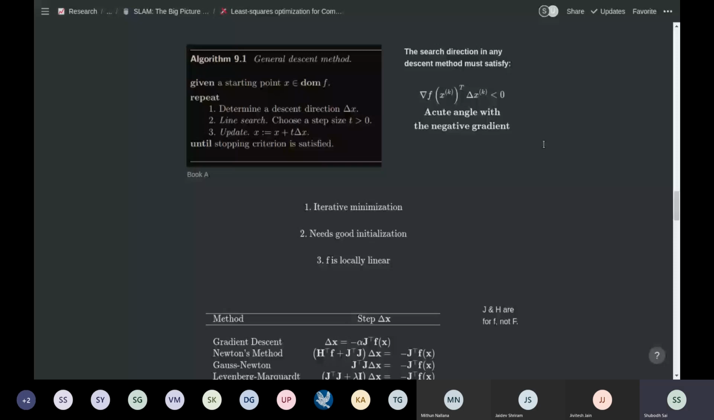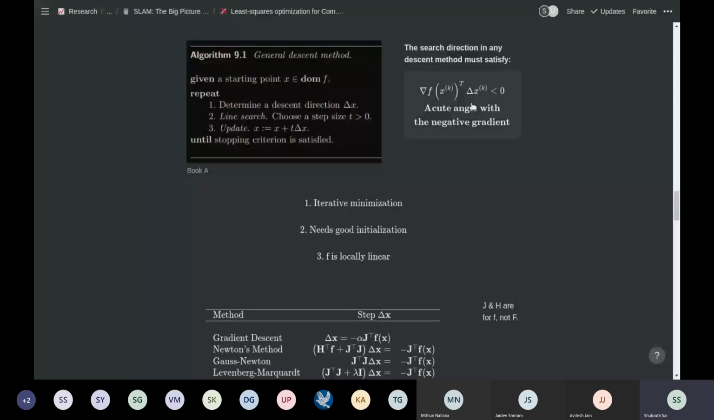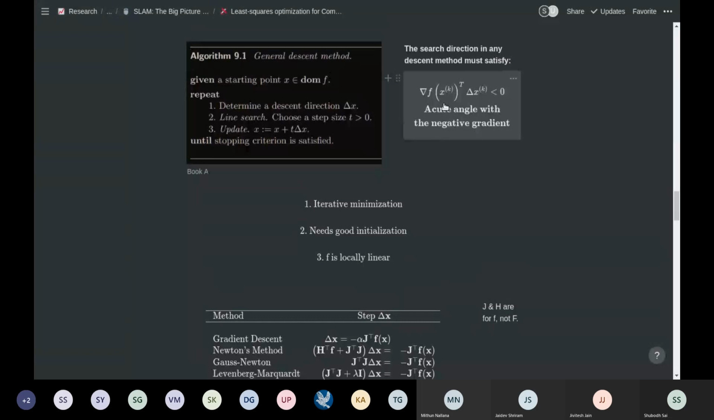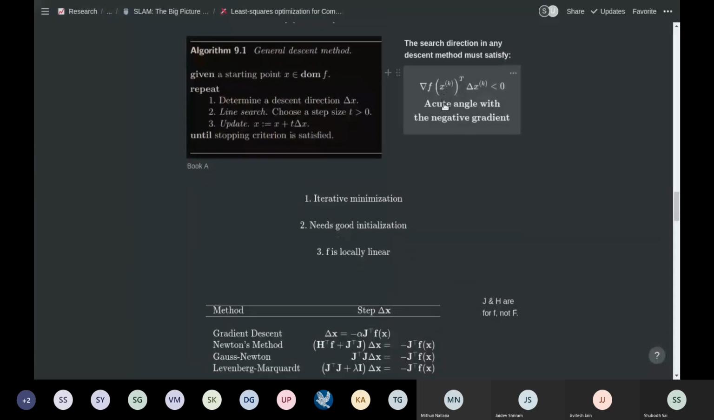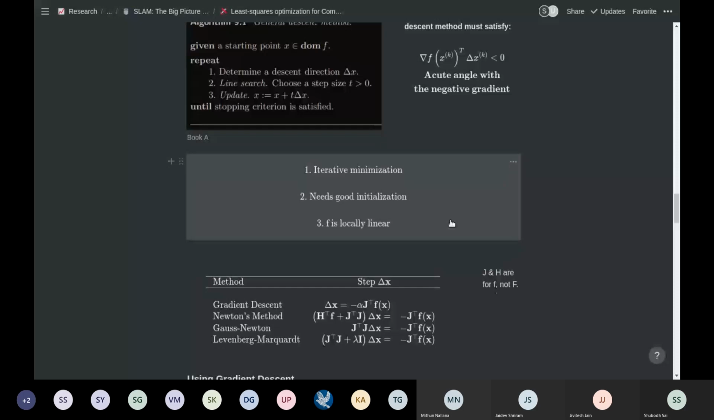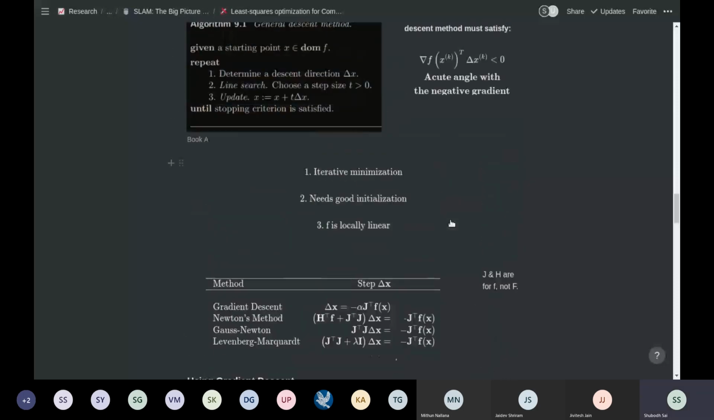So that would be the case of gradient descent. When you choose delta x to be minus of gradient of f, this would end up being minus of gradient of f squared, which is less than 0, which is always less than 0.